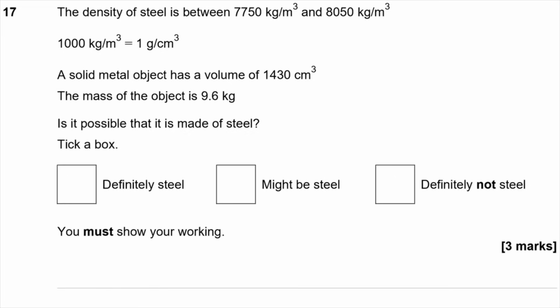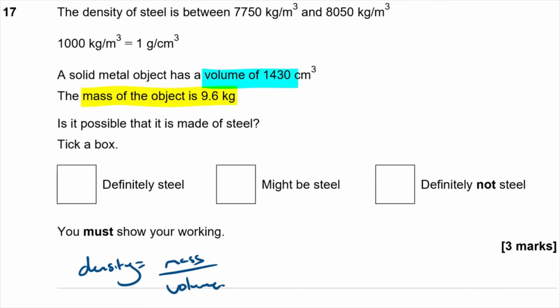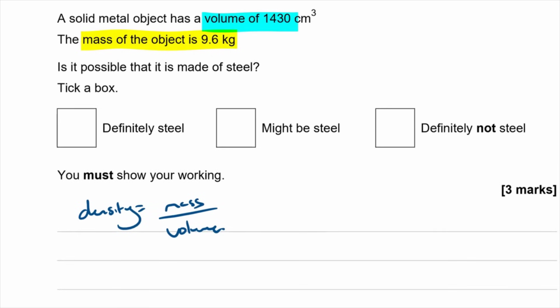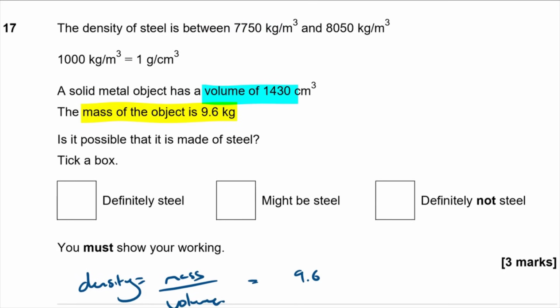Right, so we know that density is equal to mass divided by volume. So we've been given the volume of this metal object, and we've been given its mass. So we should be able to find its density. So density equals mass over volume. In this case the mass is 9.6 kilograms. That's not very helpful because this is in centimeters cubed and this is in kilograms. Let's convert this into grams first. So it's 9,600 grams. Then we can make a density in grams per cubic centimeters and then convert it.